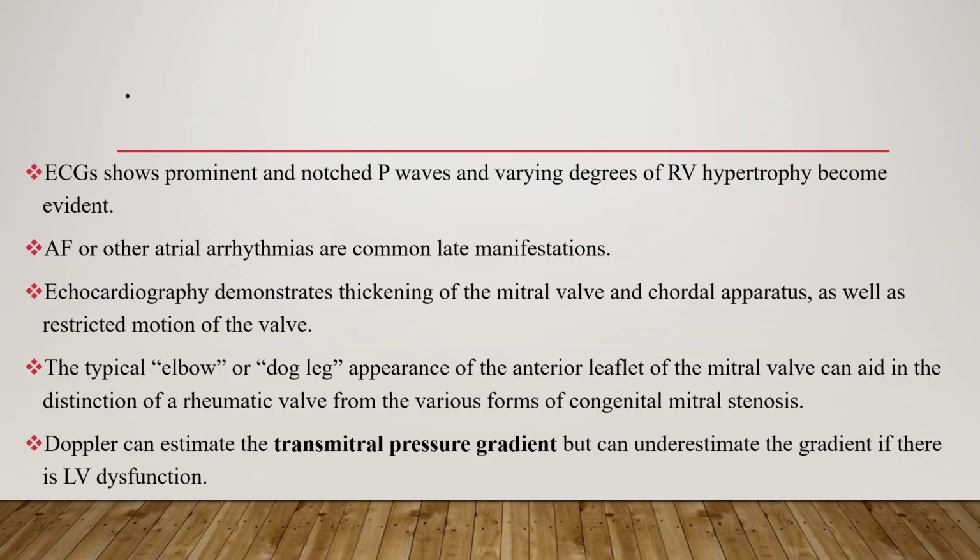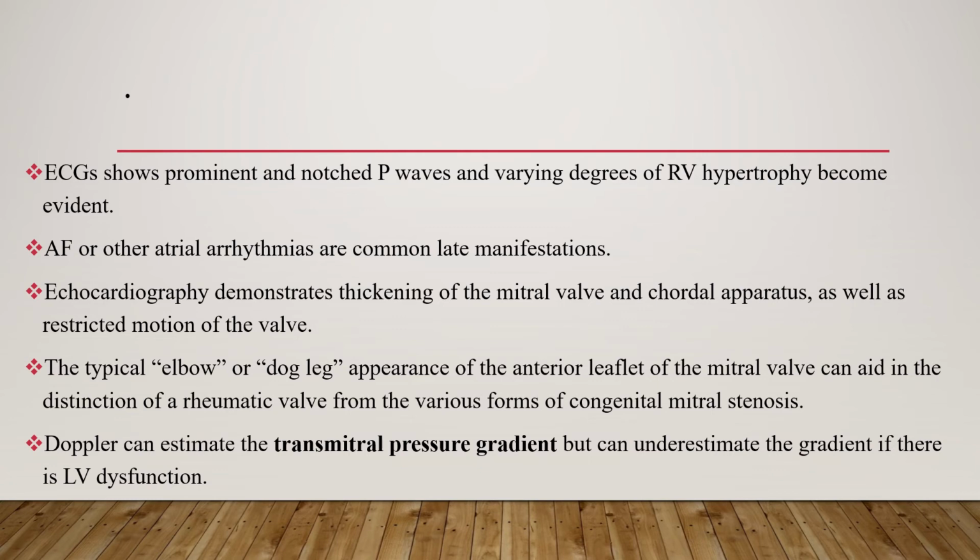When we see the ECG, it shows prominent and notched P waves and also varying degrees of right ventricular hypertrophy. Atrial fibrillation and other atrial arrhythmias are common late manifestations, and echocardiographically it demonstrates thickening of the mitral valve and also the chordal apparatus, as well as restricted motion of the valve.